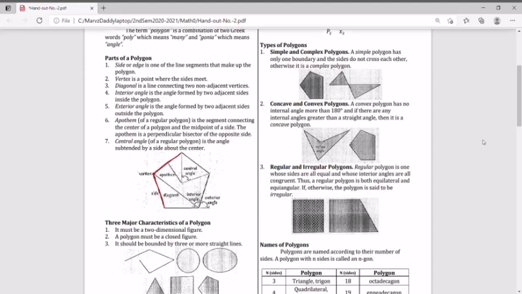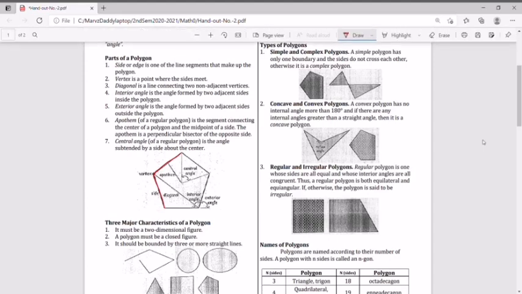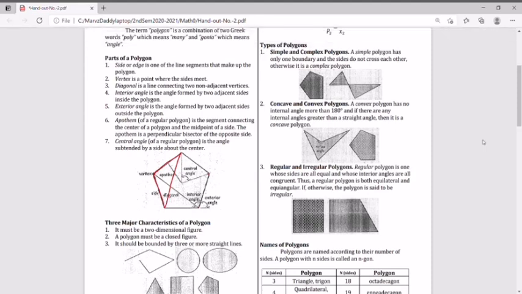Diagonal is a line connecting two non-adjacent vertices. So this is our vertex 1, this is our vertex 2. The diagonal, kuno, is again a line connecting two non-adjacent vertices. So this is an example of the diagonal. We have that vertex to this vertex. That is its diagonal. Another one we have from that vertex to here. Wait. Okay, it's not that straight.